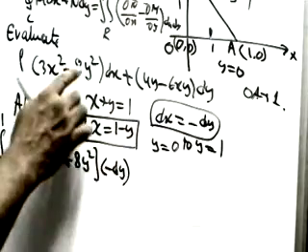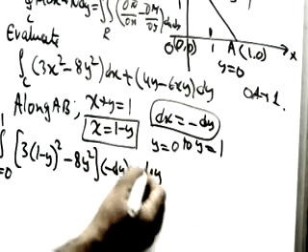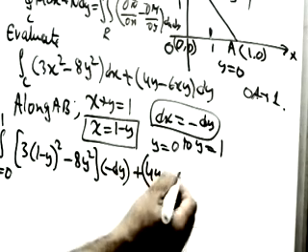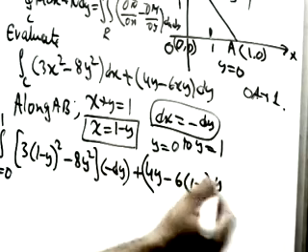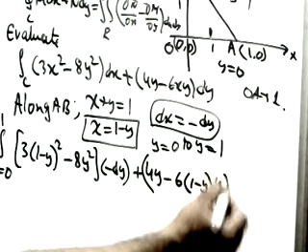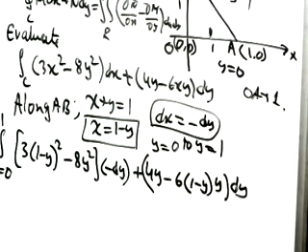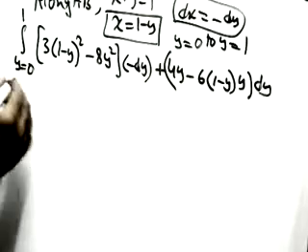In place of dx, we must write minus dy. In place of dx, minus dy plus 4y minus 6 into x. X is 1 minus y, into y, 6, 4y minus 6 into 1 minus y into y whole dy. Now we have to solve. Let us first simplify this one, then we will integrate, then we put the values.